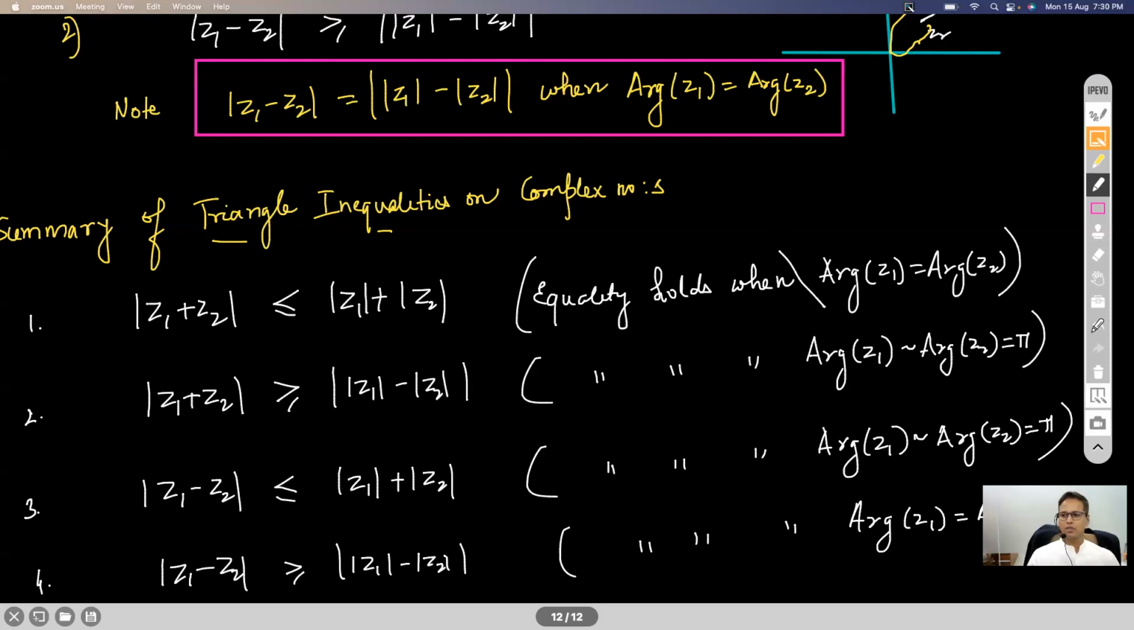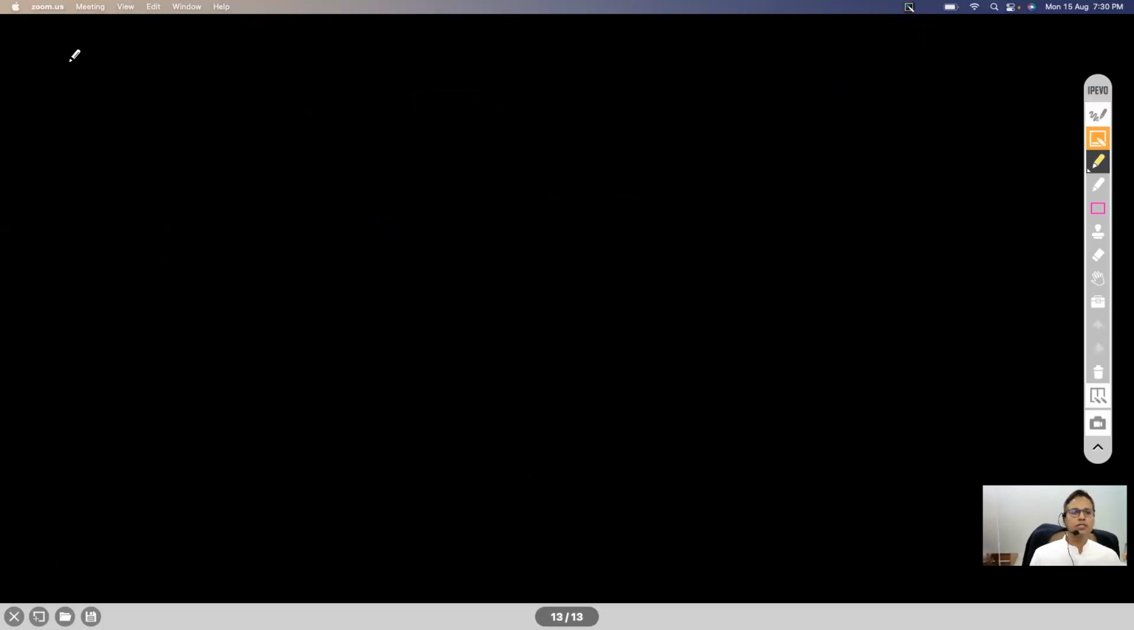Okay. Any questions here? Any concerns here? Please address. This is the quick short summary of the triangle inequality. So these 4 triangle inequalities are important. Okay, so with this, we now move on to the operation of multiplication of complex numbers.